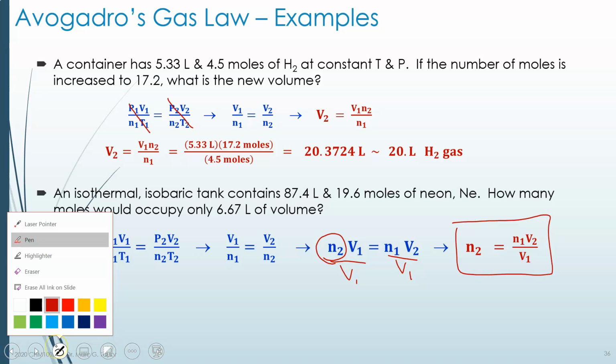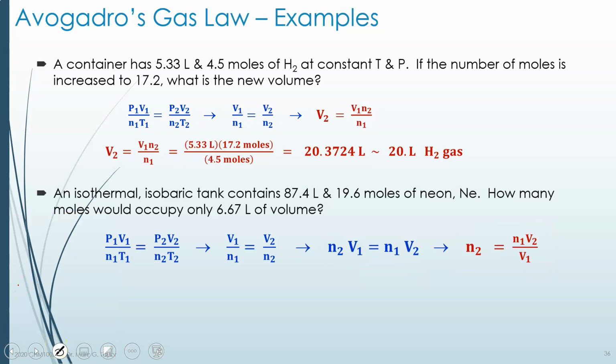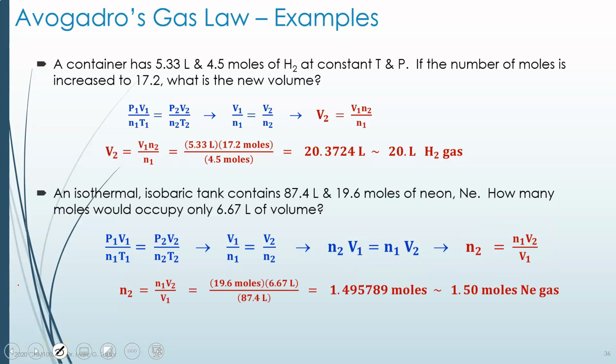And once you have the final equation, it's really quite simple to just throw the numbers into the equation, and we put it in, and we multiply and divide it out, and we get 1.495789 moles of gas. This is neon in this case, and of course we round it to 3 significant figures here, so we have 1.50 moles of gas.